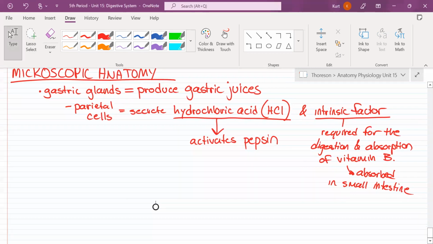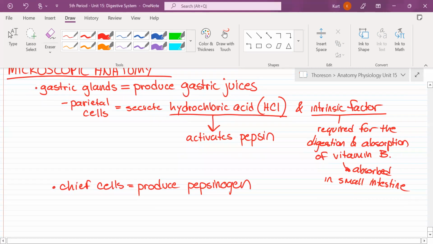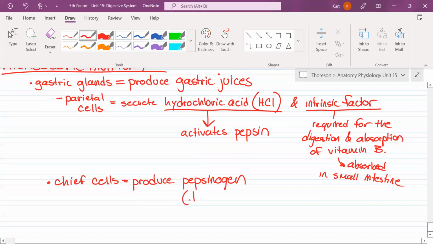All right, and the other type of cell that I want you to know is going to be chief cells. Chief cells produce pepsinogen. Pepsinogen is basically inactive pepsin.